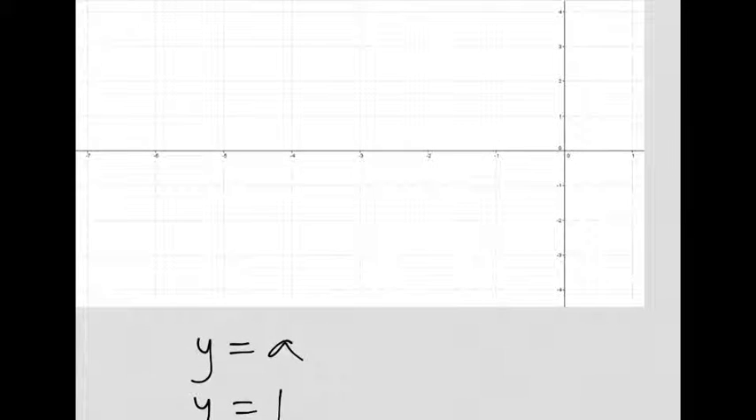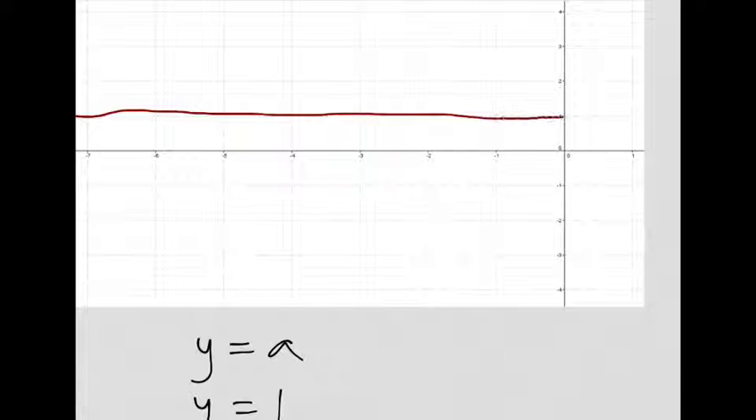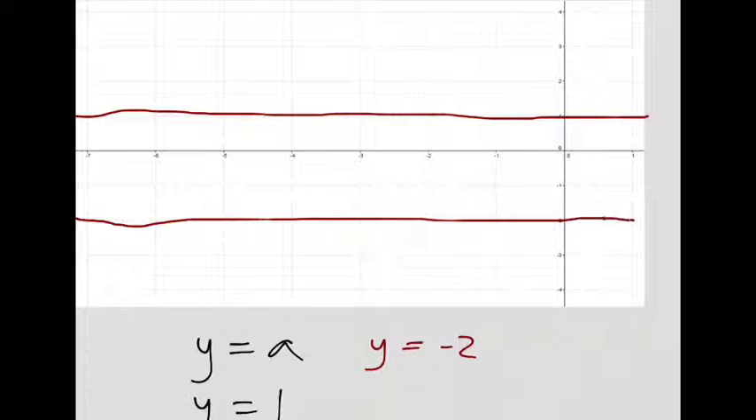Horizontal lines can be represented with this general equation, y equals a, where a is just some number. And the way these equations work, for example, if I had y equals 1, that would be a horizontal line going through the point 1 for y. So it would look just like this. If I had the line y equals negative 2, that would be a horizontal line going through the point negative 2 on the y-axis. Okay. So those are equations for horizontal lines.